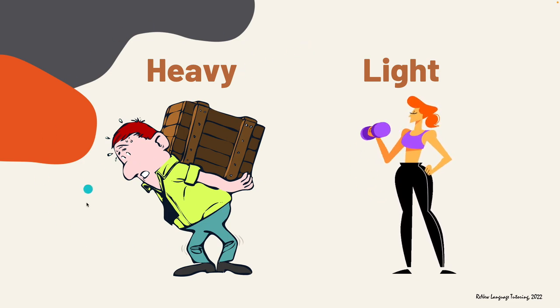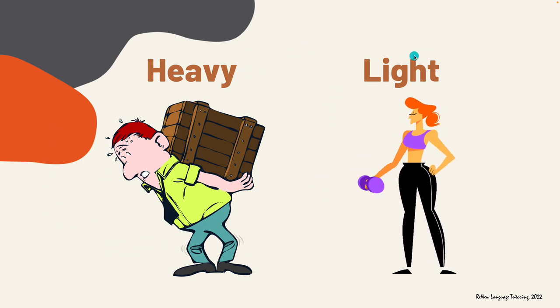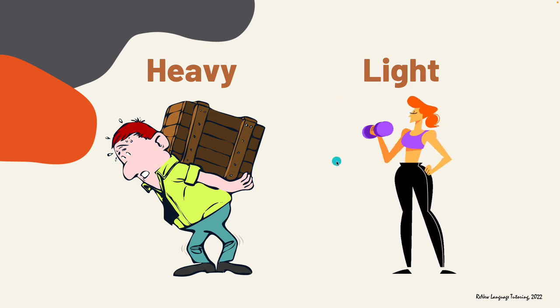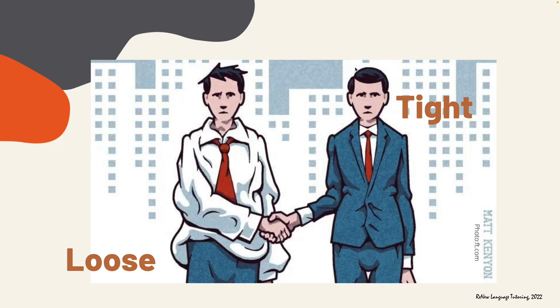Heavy and light. Heavy, hard to carry, and light, easy to carry or lift, like this lady with this exercise weight. Heavy and light. Loose and tight. So you can see this man's clothes are loose. And on these clothes are tight.